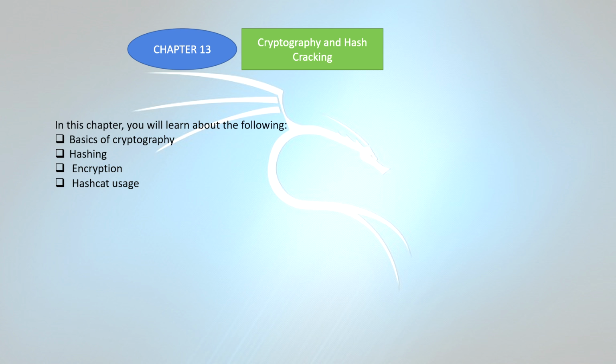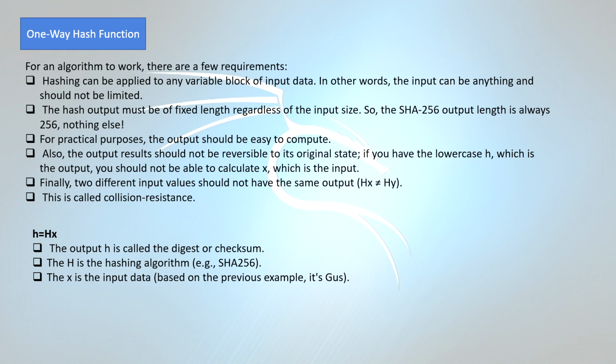This chapter 13 covers cryptography and hash creation. It is about the following basics of cryptography: hashing, cryptography, and using a hash. A hash is a one-way function. Hash can be applied to variable-size input data, and the hash output must be a fixed length regardless of the input size.